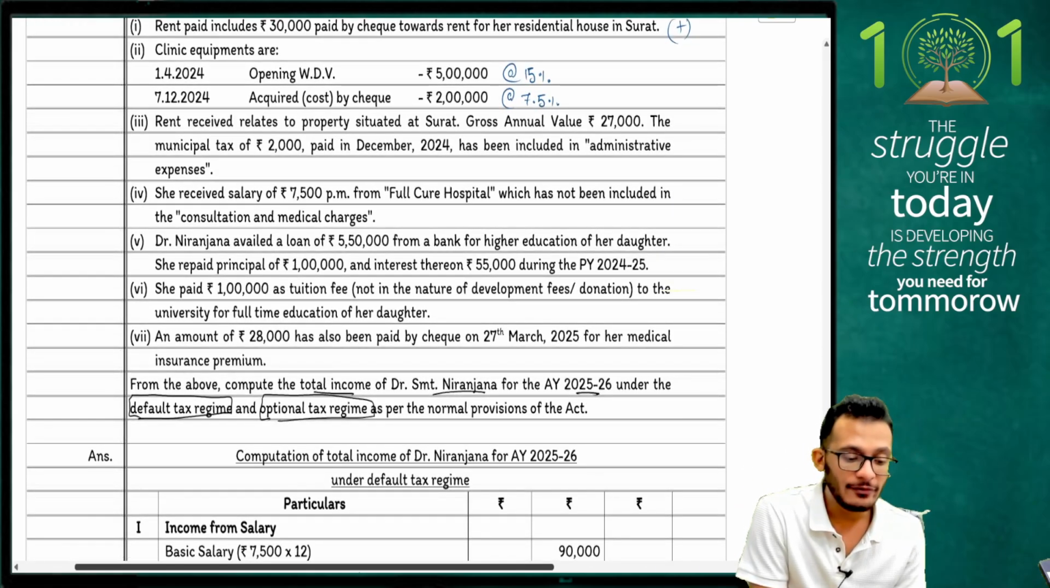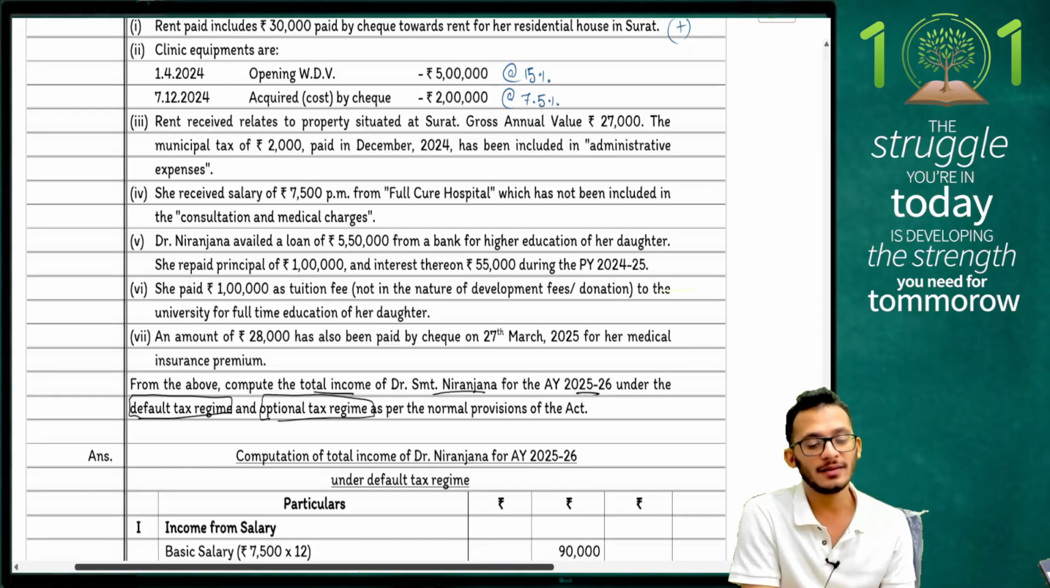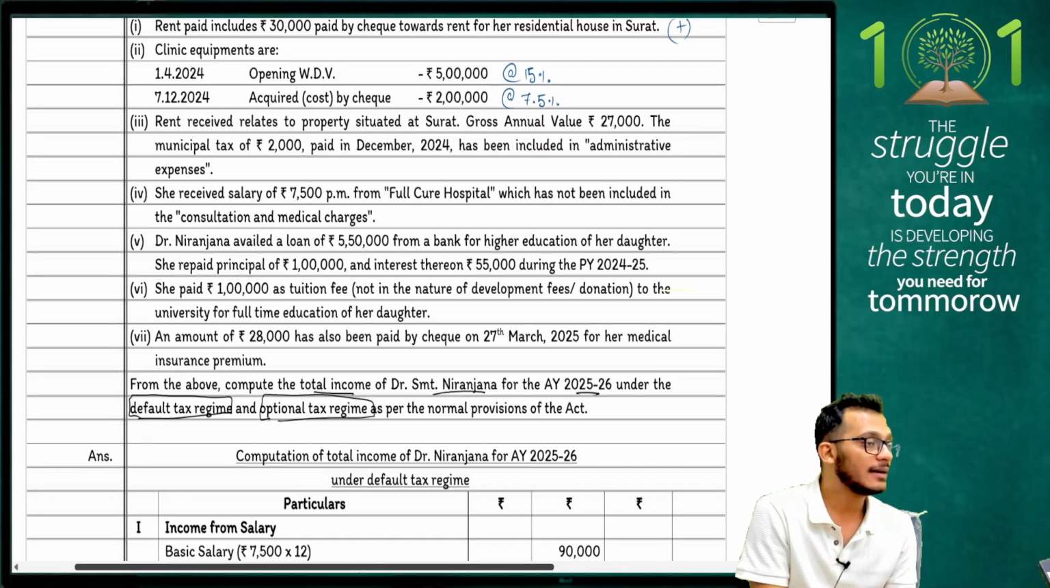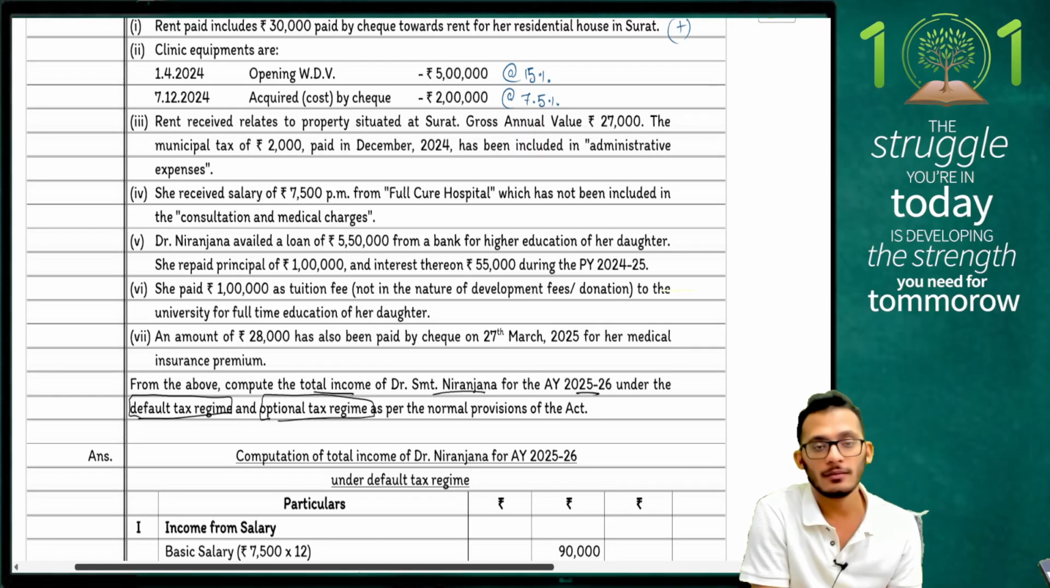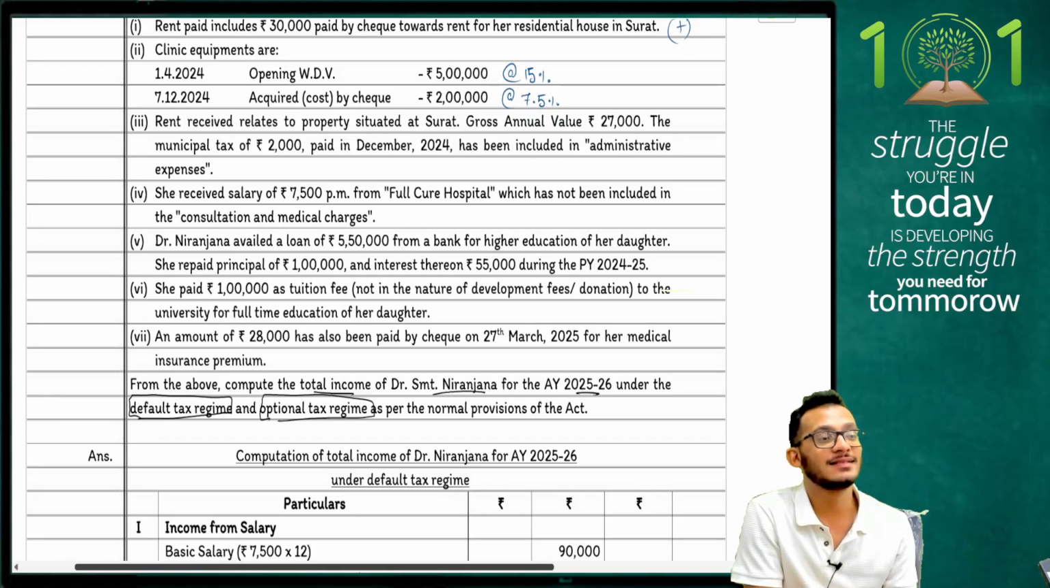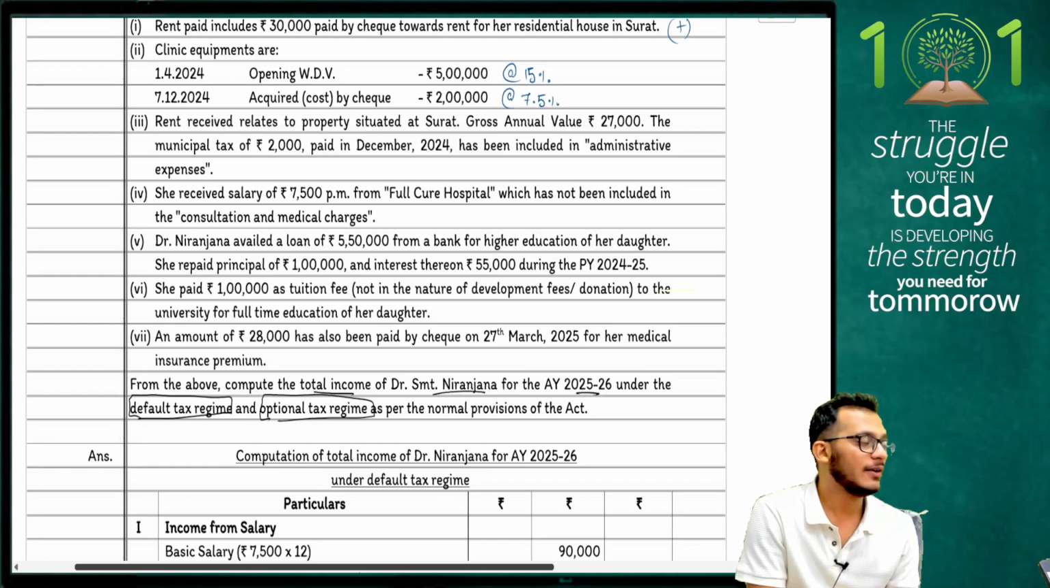What else is there? I have salary of 7,500 per month received from Full Cure Hospital which has not been included in consultation and medical charges. The person is receiving salary but has forgotten to record it in the P&L. People, should I have recorded it in P&L? No, no problem. What to do? Tax it under salaries, amount taxable, minus standard deduction of 50 in ATR, 75 in DTR.